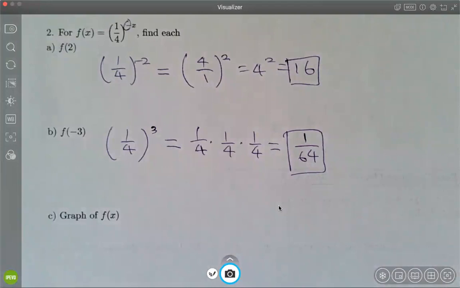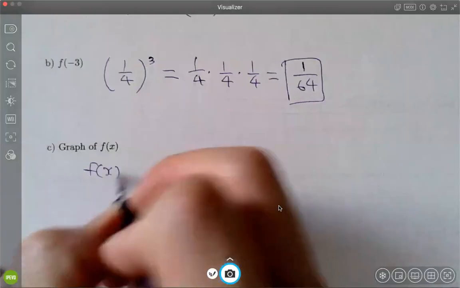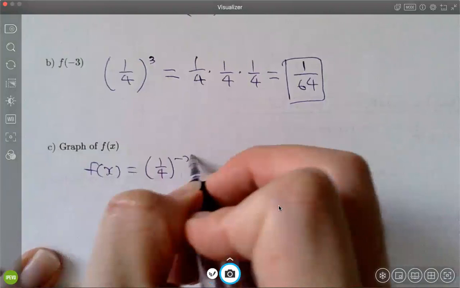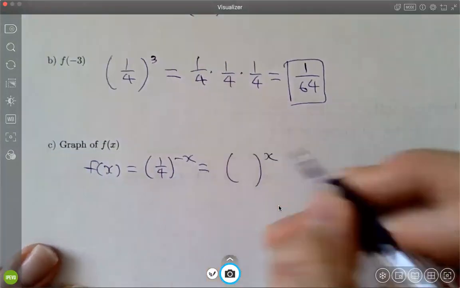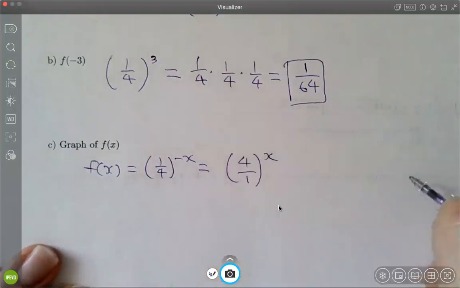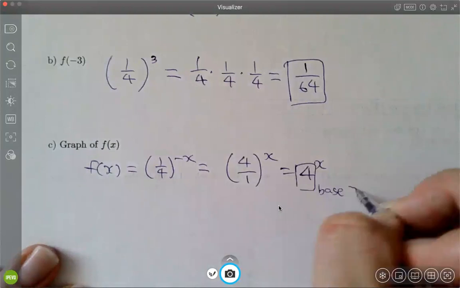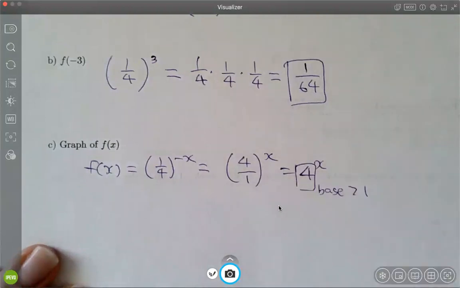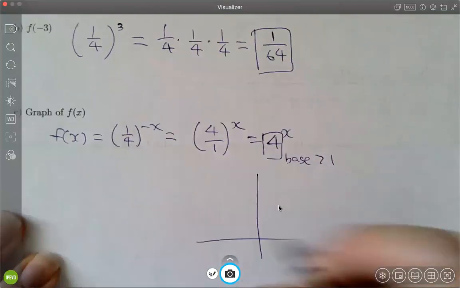Then what is it? So remember, f of x was 1/4 to the power negative x, but if you drop the negative sign, you have to flip the fraction, so you have 4 over 1 to the power positive x, but that's precisely equal to 4 to the power x, and so that is the base, right, which is greater than 1. Okay, so what does that mean? The graph will be this.